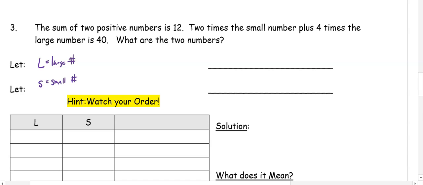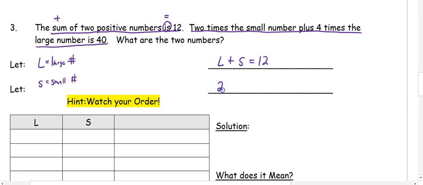So in the first sentence, it says the sum of two numbers is 12. So remember, sum is addition. So we have S plus L equals 12. The second sentence gives us a sentence for our equation. So we have 2 times the small number plus 4 times the large number equals 40. What are the two numbers?